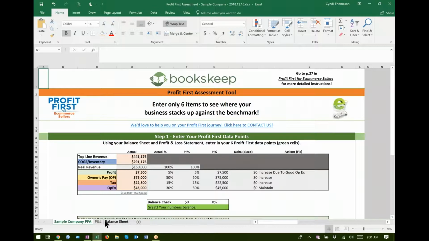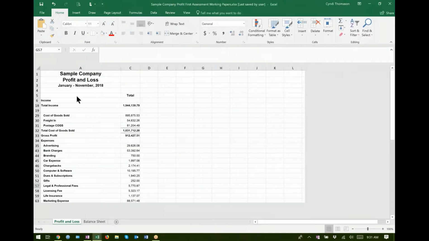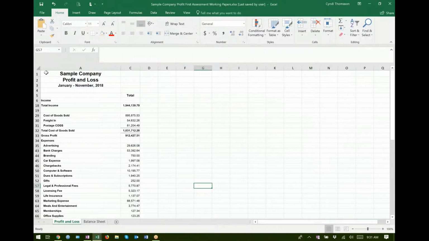The first step is to enter your profit first data points. In our previous video, I showed you how to get the information into Excel from your QuickBooks Online file. So we have tabs for that information below.